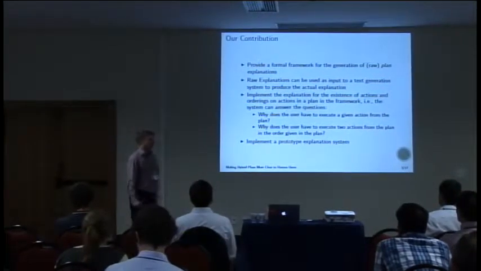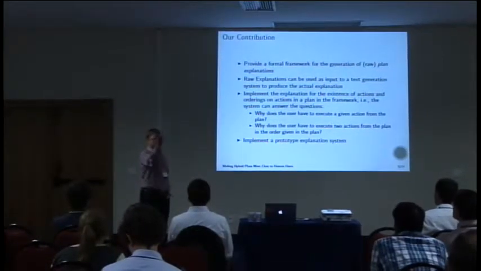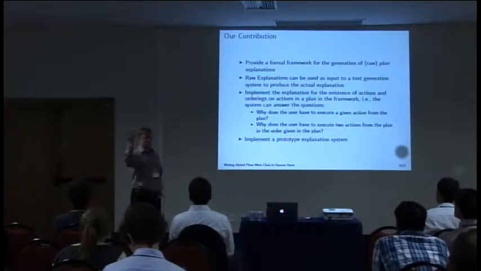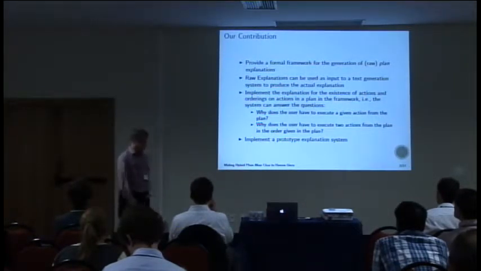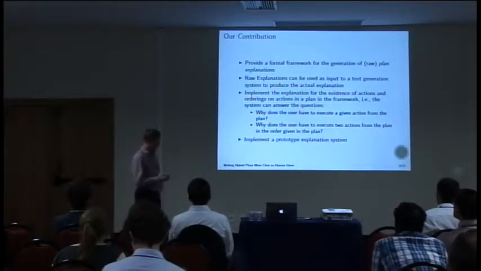In this framework we have implemented the explanation for the existence of actions and order of actions. So we are now able to answer questions by the user such as, why do I have to execute this action A from the plan? Or why do I have to execute this action A before that action B? And based on this framework, we have implemented a prototype system that can generate such raw explanations.